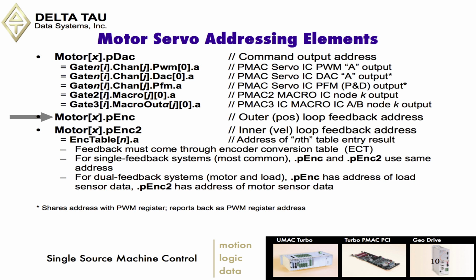So Motor[x].pEnc and pEnc2: pEnc is for the outer position loop feedback address and pEnc2 is for the inner loop feedback address. Always these are going to point to an encoder conversion table entry. By default, Power PMAC is going to set them both to the same encoder conversion table entry. And I think we're going to see that in just a few seconds here.